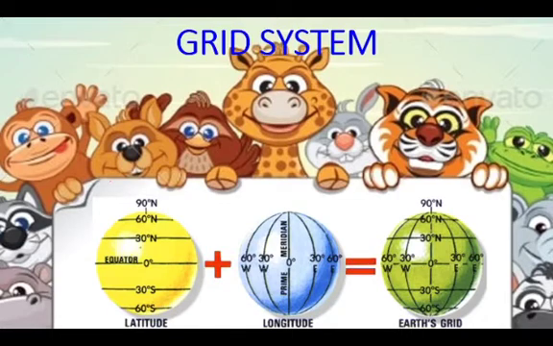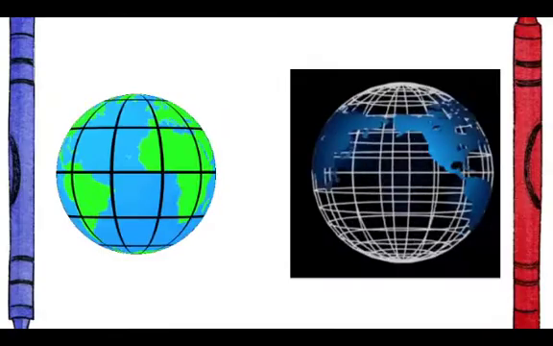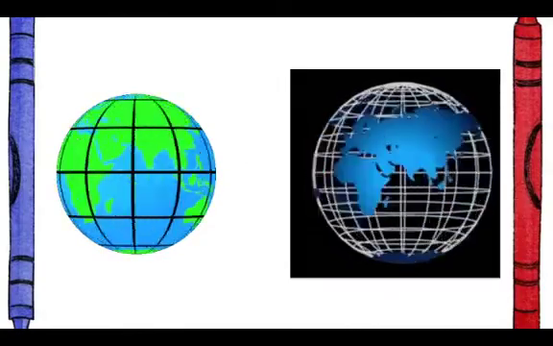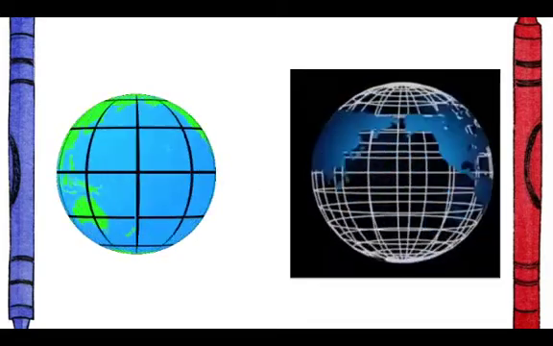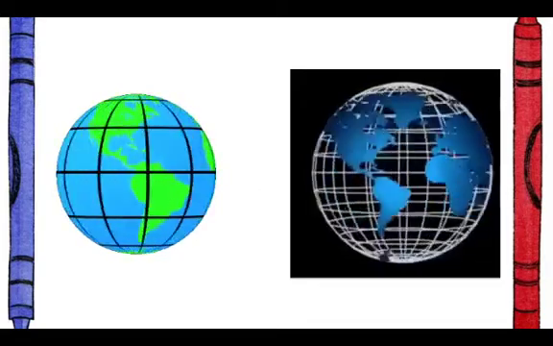Now we are going to see the grid system. The grid system is nothing but the latitudes and the longitudes formed together. Look at this earth: the yellow lines are called the latitudes, and the blue lines are called the longitudes. Both are combined together and form the grid system. So this is called the grid system.